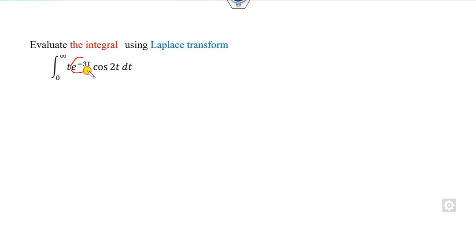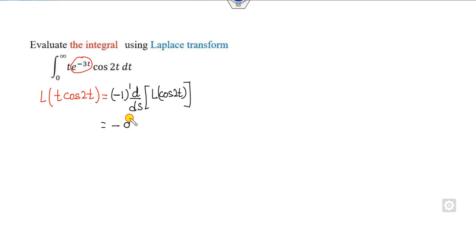Again you can see the exponential term is present. So I have to firstly find the Laplace of this function. How can you find that? Because a polynomial term is present, it is minus 1 raised to power 1 times the first derivative of the Laplace of the remaining quantity. So it is minus d by ds of the Laplace of cos 2t, which is s over s square plus 4.